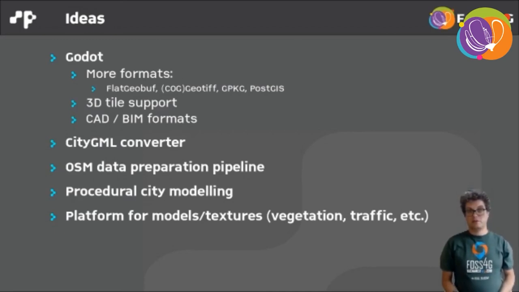Then another idea would be a good CityGML converter, which directly creates scenes usable in Godot. And a dream of mine would also be a 3D preparation pipeline using OSM data. There are many scattered projects, but a common 3D OSM pipeline would be very interesting. And there's a different area, procedural city modeling, which could be interesting. And also exchanging textures, models, and so on. So a platform for sharing models in this area would be interesting.